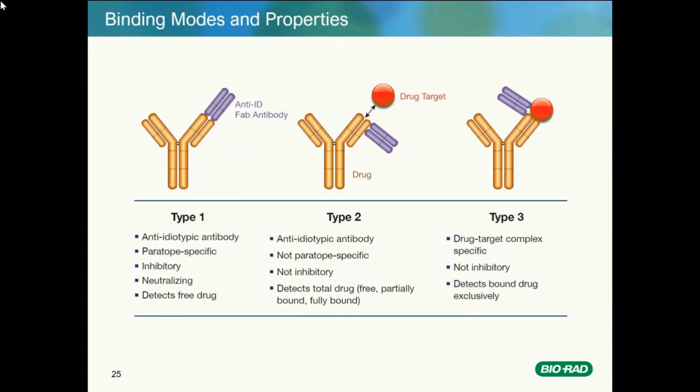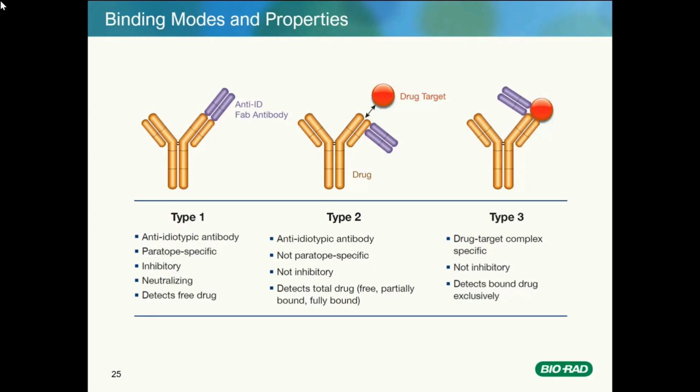And we even went one step further, and we developed anti-idiotypic antibodies to answer three questions asked for in bioanalytical assays. One, what is the amount of free drug? Two, what is the amount of total drug? And three, what is the amount of bound drug? We call them type 1, 2, and 3.